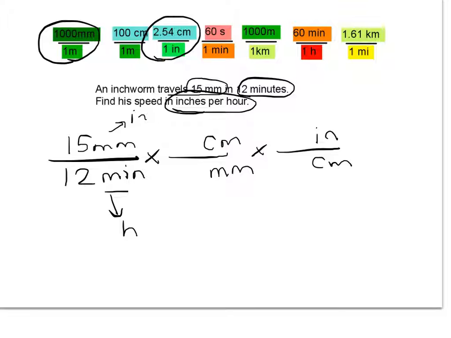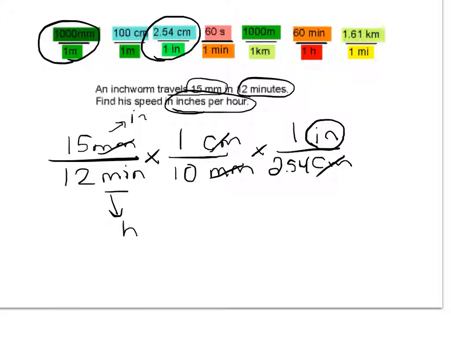So this 2.54 centimeters to 1 inch is going to get us to inches, because the centimeters will cancel with the centimeters. So what we need to know is how do I get from centimeters to millimeters? We're going to see that the left is larger, so centimeters gets a value of 1, millimeters gets a value of 10. That will be our conversion factor.